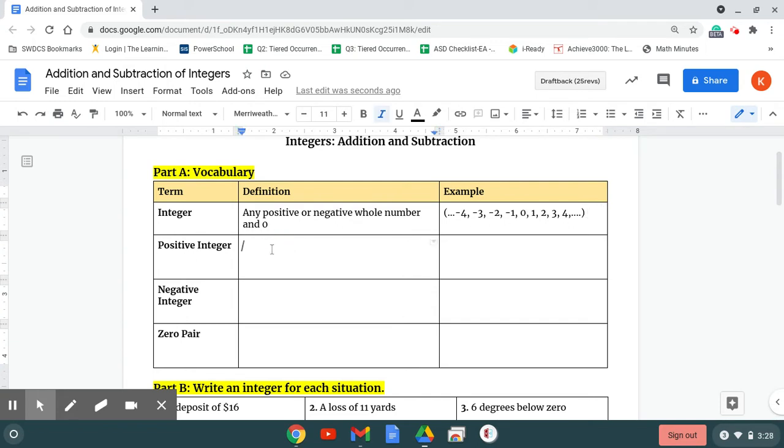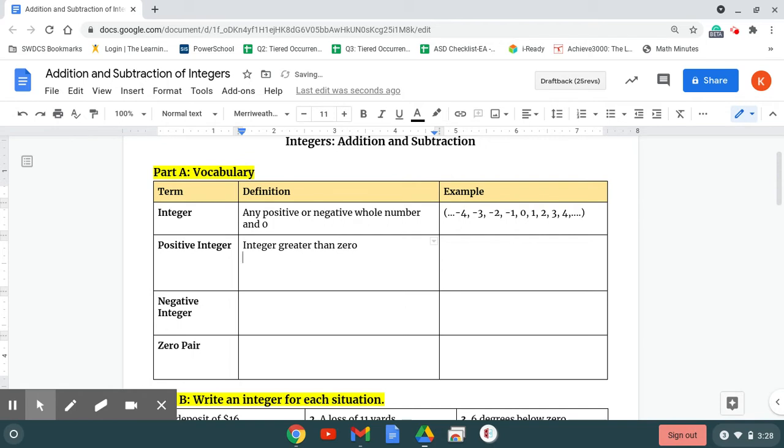All right, so what is a positive integer? A positive integer is an integer greater than 0. So any number that's bigger than 0 is obviously going to be a positive integer. So go ahead, I'm going to give you some time to write this down. All right, some key words that signify that we're going to be talking about a positive integer.